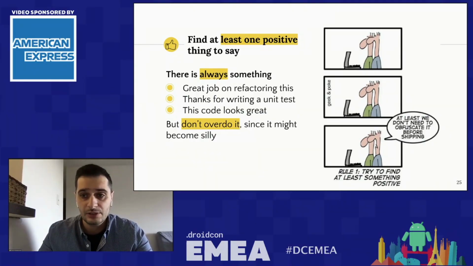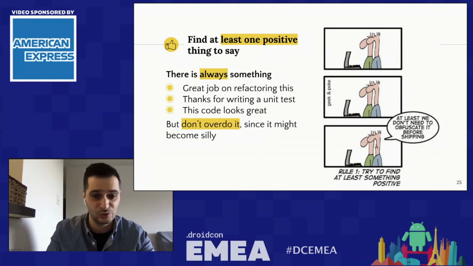Try to find at least one positive thing to say. I know that sometimes it can be difficult to find something, but there's always something. You know, great job on refactoring this. Thank you for writing a unit test. The code looks great. I'm sure you can come up with other ideas, and each code review, each pull request is different. So there's no shortage of opportunities for positive feedback. But don't overdo it because you work with them closely. Sometimes it might become silly if you just do it on every pull request. Do it when it actually matters.